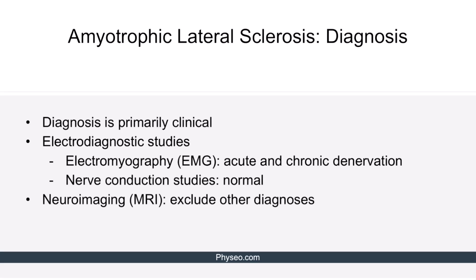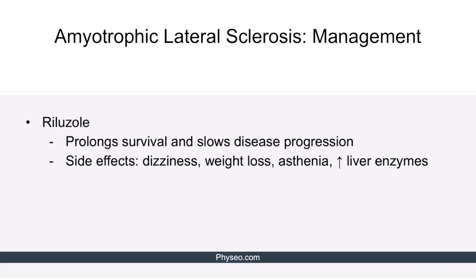The diagnosis of amyotrophic lateral sclerosis is primarily clinical. However, electrodiagnostic studies can be performed. This includes electromyography, which shows features of acute and chronic denervation, and nerve conduction studies which show normal findings. Neuroimaging, such as MRI, is performed to exclude other diagnoses.